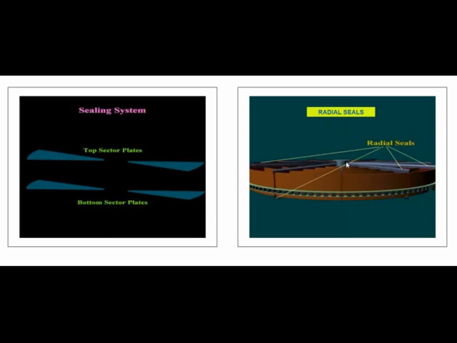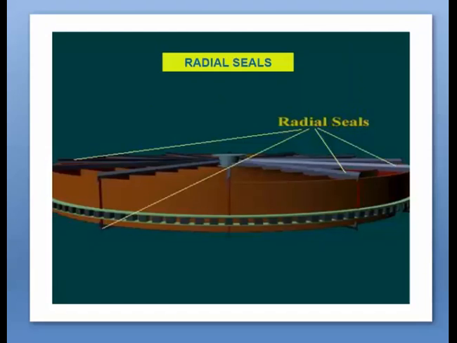The purpose of providing radial seal is to prevent the short circuiting of air with gas in the radial direction. So these are the seals that are bolted, and when this rotor rotates, they wear against the machined surface of the top sector plate and bottom sector plate. You can see this from this slide. It will elaborate in a better manner.